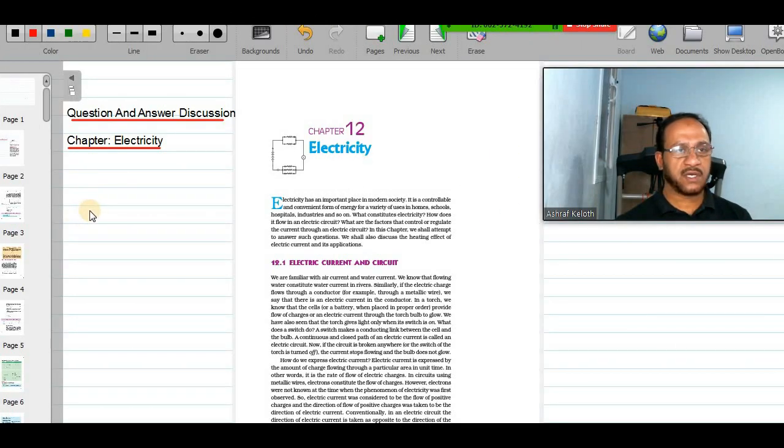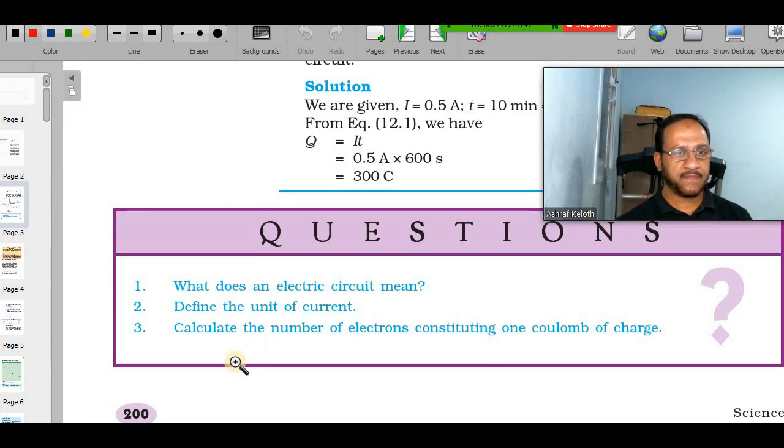Discussion is about the question answers. First we'll discuss the index question, page number 200. There are 3 questions. The first question is, what does an electric circuit mean? A closed and continuous path of an electric current is called an electric circuit. Very good. A closed and continuous path of electric current is called an electric circuit.